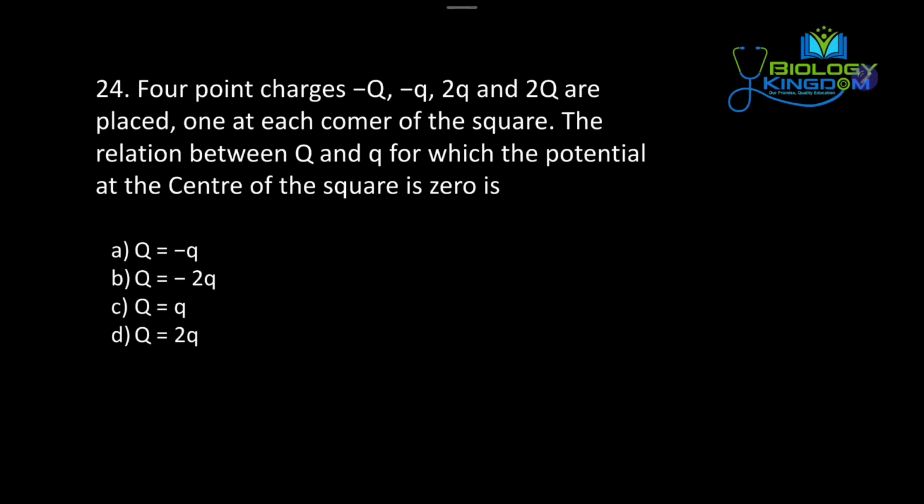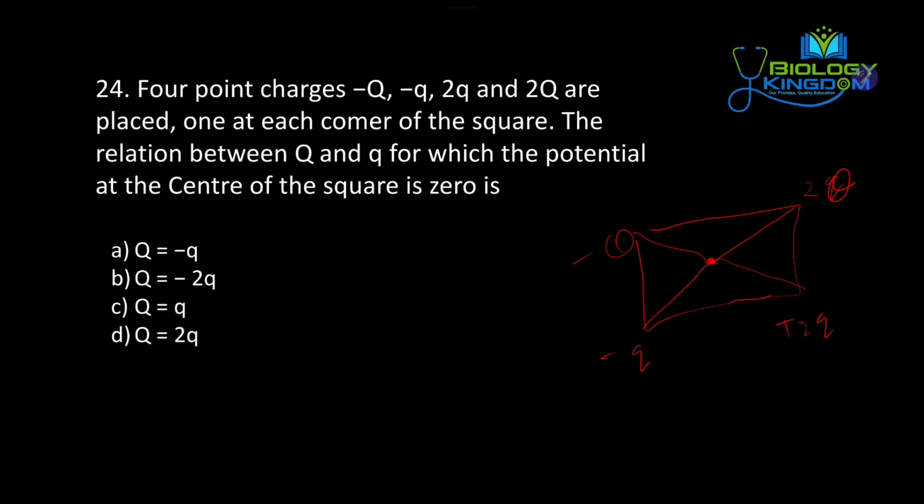So here's another question. 4 point charges minus q, plus 2q and q are placed one at each corner of the square. Okay, so there is a square and 4 charges: minus q, plus 2q, and 2q. The potential at the center of the square is 0. Okay, so we have to find the relation between them if at the center the potential is 0.